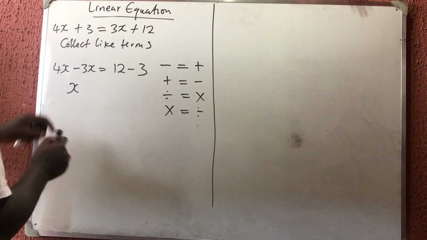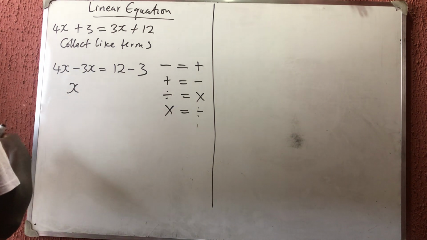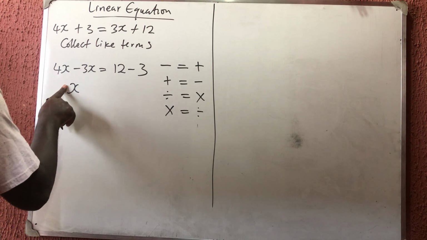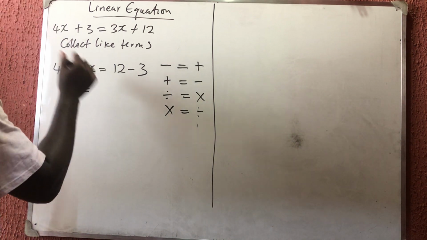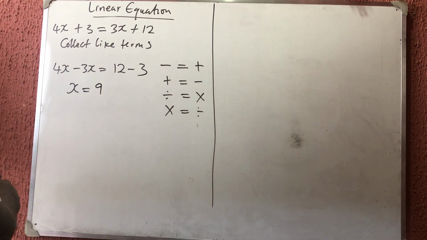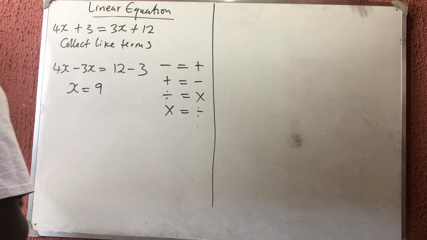That is, remove 3x from the 4x. You see that what is remaining is 1x. But we don't write 1x. Rather, we write x is equal to what? 12 minus 3 will give you 9. So you see that the answer is simply 9. Very, very simple, right? So let's solve the second question.